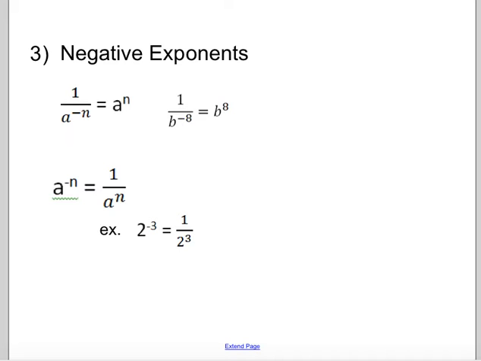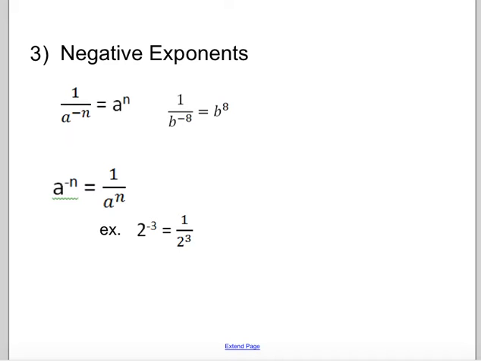All right, so then over there on the right side, you see 1 over b to the negative 8. You can move that b to the negative 8 up, and it becomes b to the 8th. So b to the 8th over 1 is just b to the 8th.